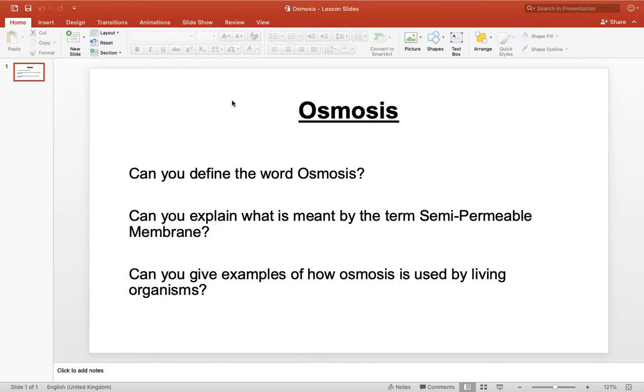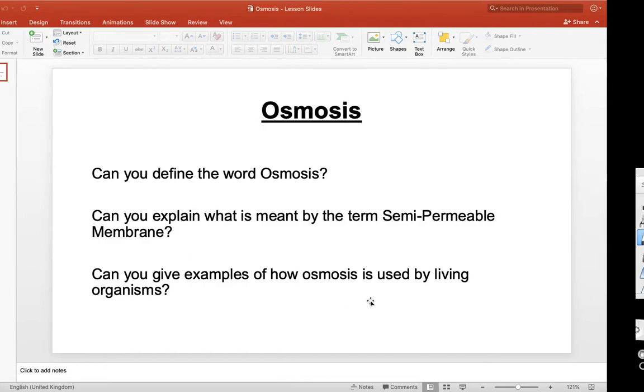By the end of this lesson you should be able to define the word osmosis, you should be able to explain what is meant by the term semi-permeable membrane, and you should be able to give some examples of how osmosis is used by living organisms.